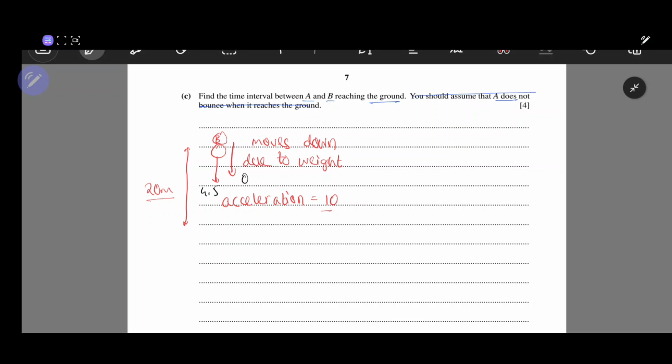So looking at that information and the fact that they're asking us to find a time, the best equation of motion to use will be s equals ut plus half at squared. Because if you look, we have the value of s, which is 20, we have u, we have a. All we need to find out is t. So let's find t for the first particle A.